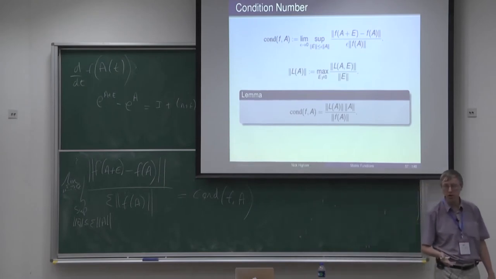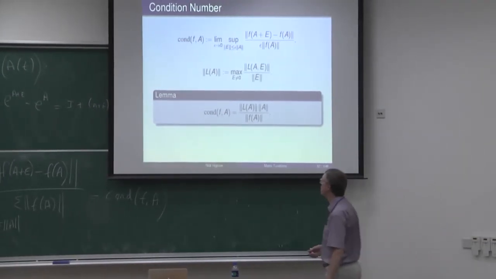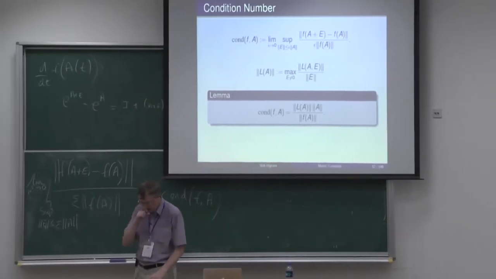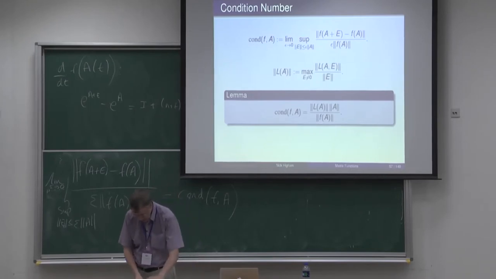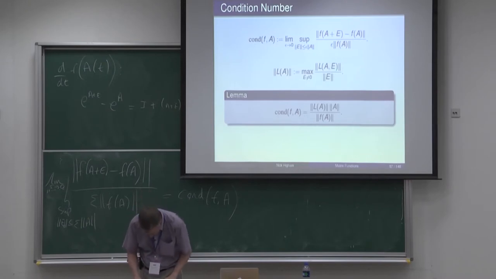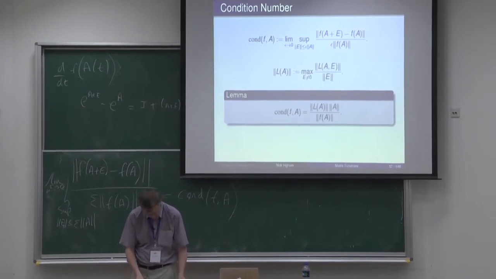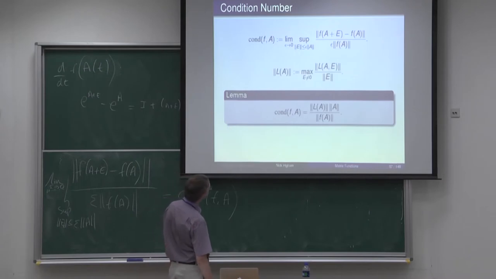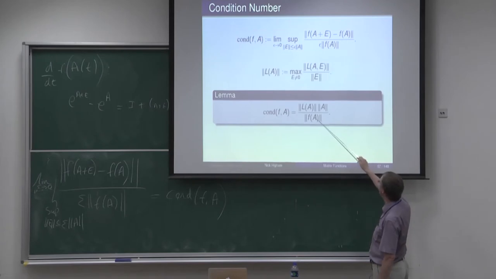So that's just the natural definition of condition number in the same way we would define it for a scalar function. So how do I get a formula for that condition number? Well, this lemma says that the expression can be written as the norm of L of A times norm A over norm F of A, and the norm of L of A is this maximum here.